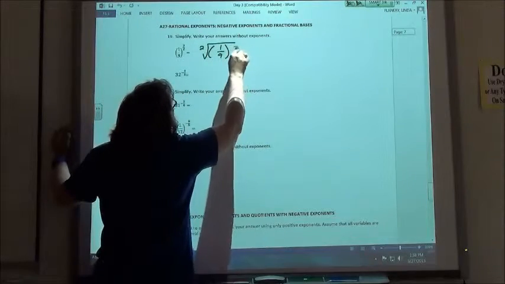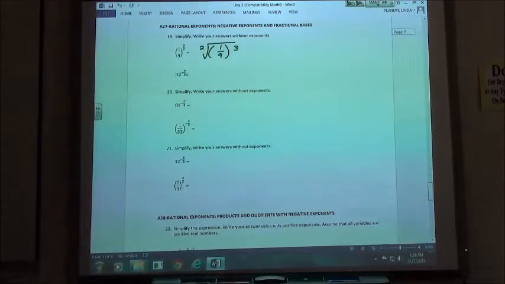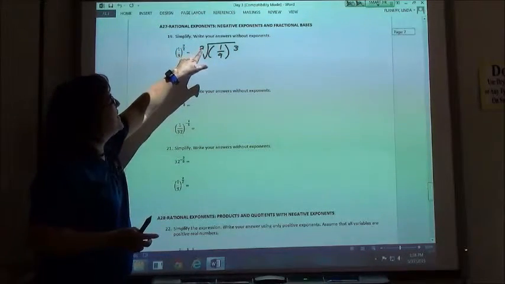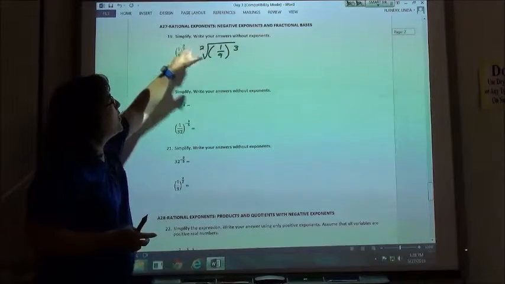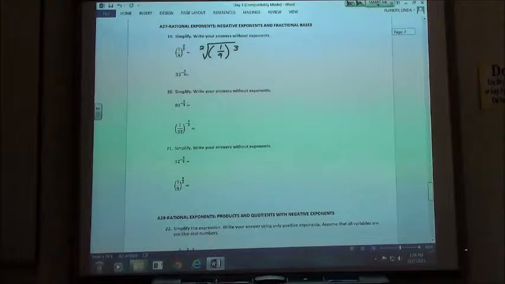of that cubed. Now, I really didn't need all that parentheses, but just so that you can see where everything went, the denominator of the fraction is the index to my radical. The numerator stays with my fraction. Now, you could cube that first, but then your number would be kind of big. So it's easier to do the square root first.